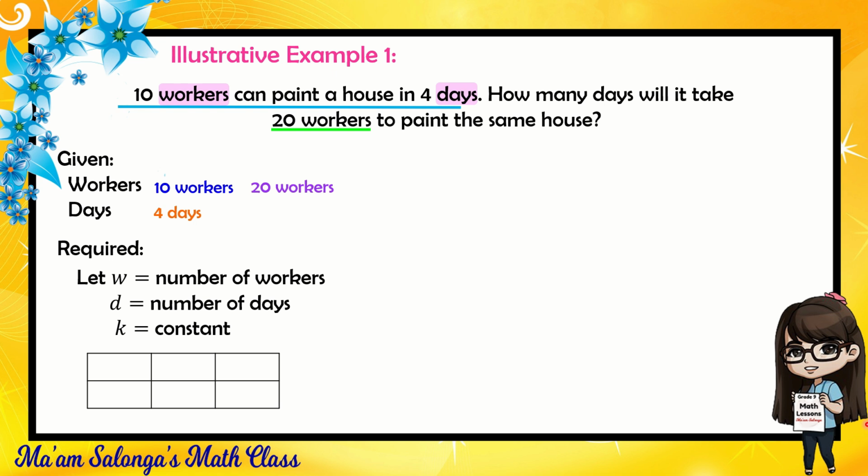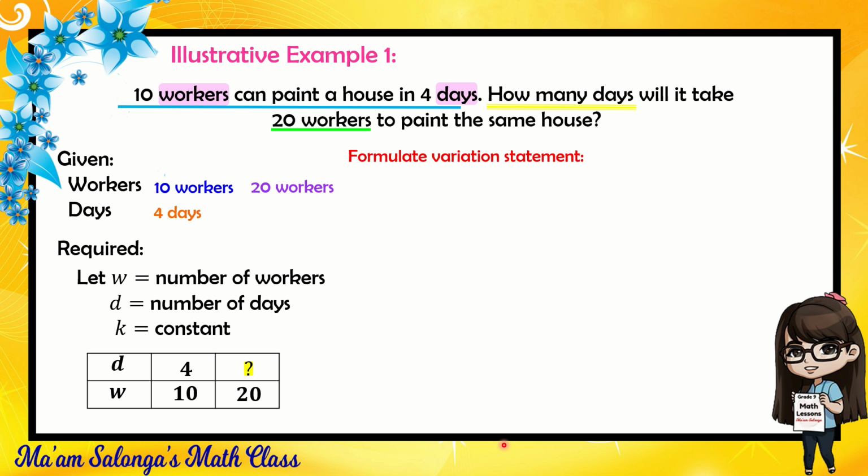So let's create a table. We put W here as a dependent variable and D as the independent variable. So the unknown is how many days, so we will put the question mark here. Then let's just input these givens into the table. So we have 10, 20, and then the days is 4.